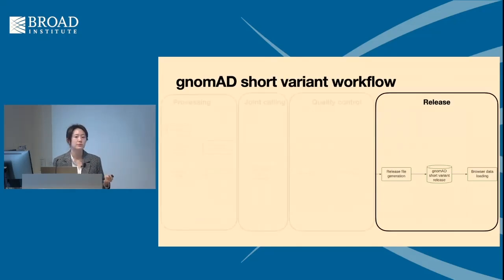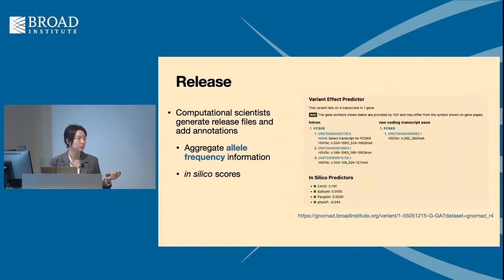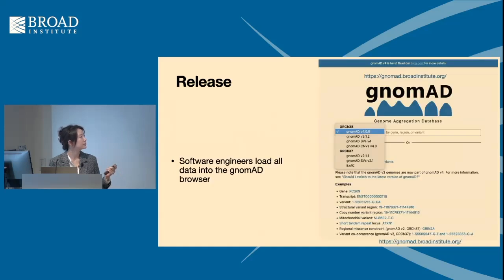So speaking of the browser, the final step of our production workflow is releasing the data. The production team here generates release files. And as part of this process, we generate all of the annotations that we need for release, including aggregate allele frequency information and in silico prediction scores. Once the data is ready, the software engineers and the browser team load all the data into the browser.